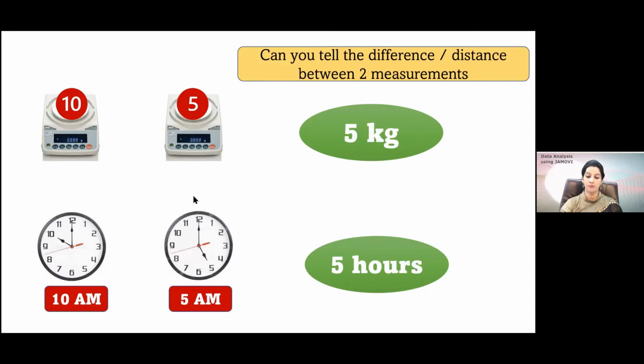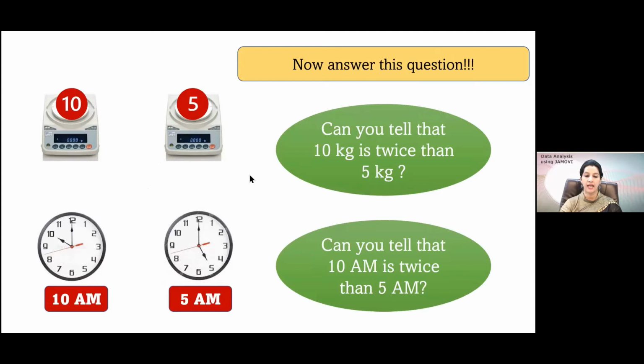Now the difference is the same in both the cases. But if you talk about the ratios, can you tell in this case that 10 kg is twice the 5 kg? Please answer in the chat box. I can see only 2, 3 answers. All of you, please type your responses in the chat box. Okay. So with the next question, can you tell that 10 a.m. is twice 5 a.m.?